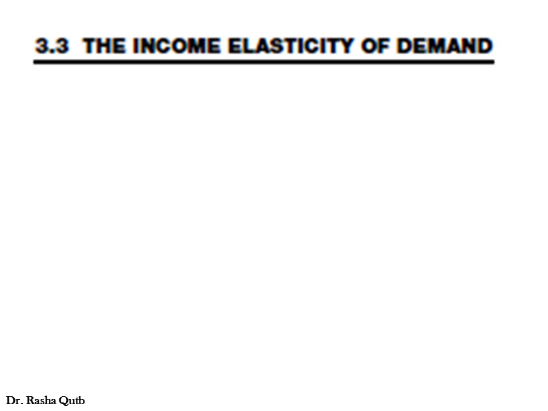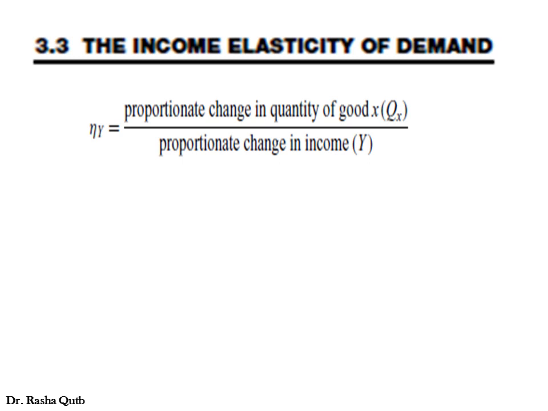How could we measure the income elasticity of demand? It equals the percentage change in the quantity demanded for good X over the percentage change in the income of the consumer. The point elasticity is measured by the change in quantity demanded for X over the change in the consumer income, times the initial income of the consumer divided by the initial quantity consumed of good X. This is the formula of income elasticity of demand.